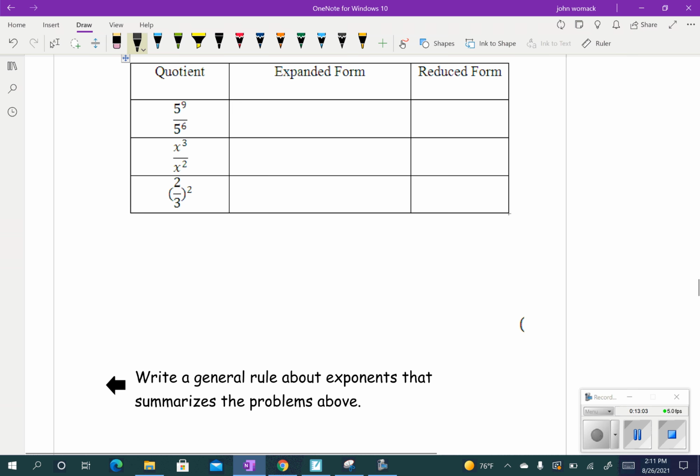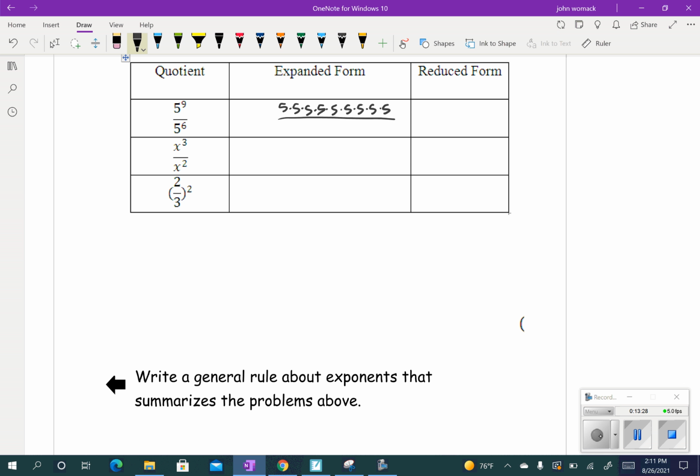So here's our next one, quotient, dividing. So same thing, pause the video, write down this table. We're going to write it in expanded form and see if we can get the pattern so we can come up with a generalized rule. So 5 to the 9th over 5 to the 6th. 5 to the 9th is 5 times 5, ooh, a lot of 5s. There's 4, 5, 6, 7, 8, 9. 5 to the 6th.